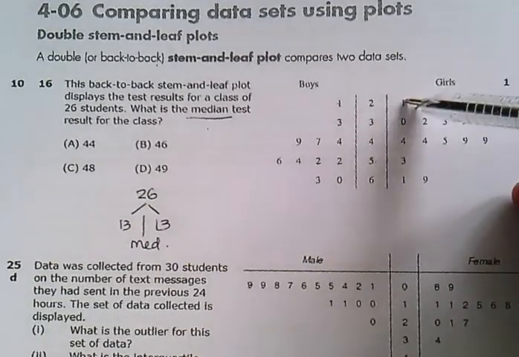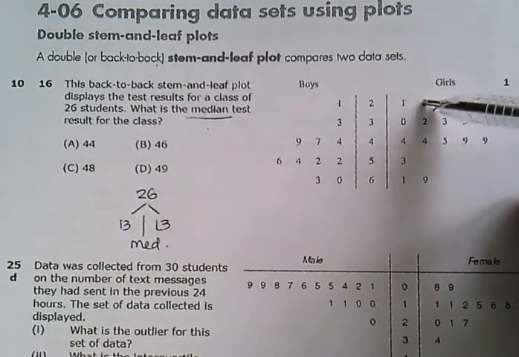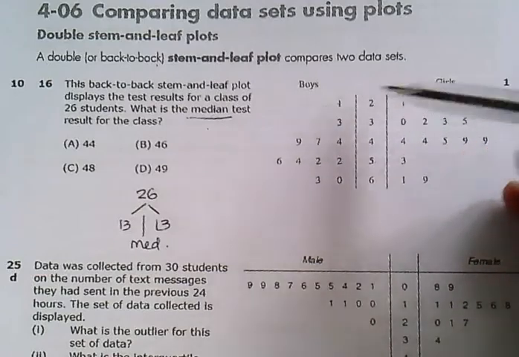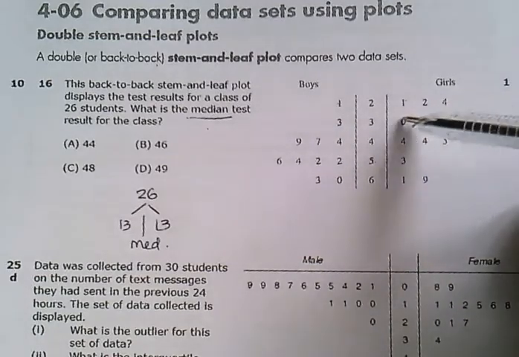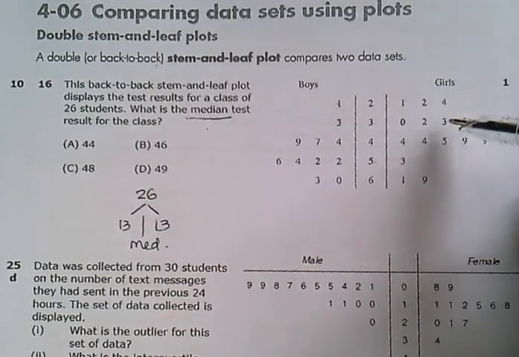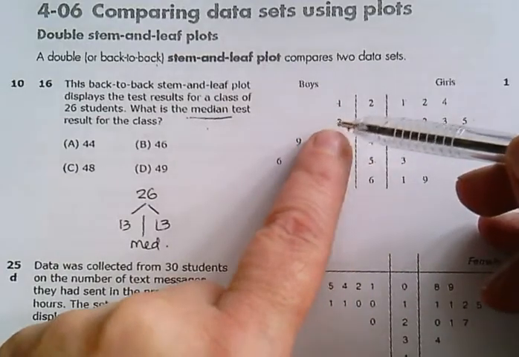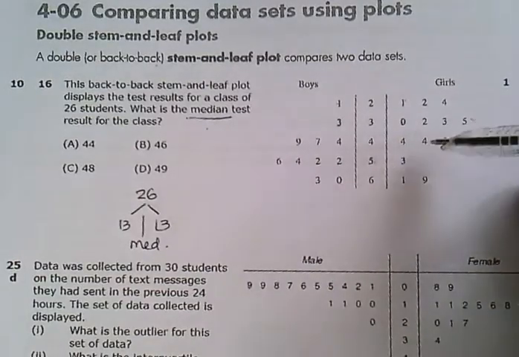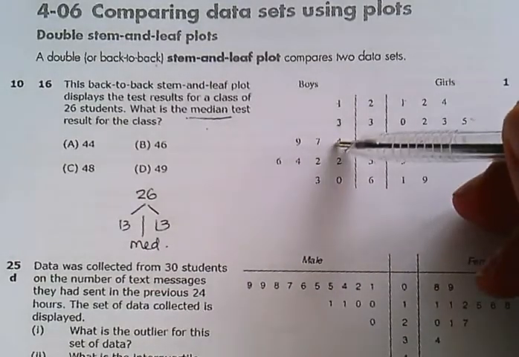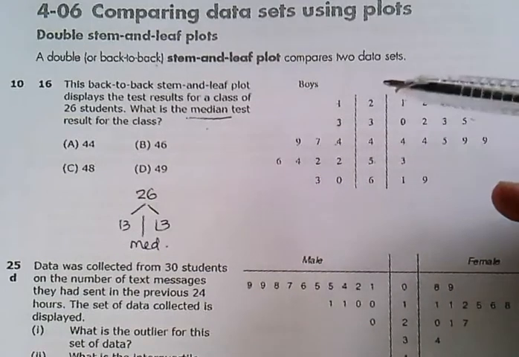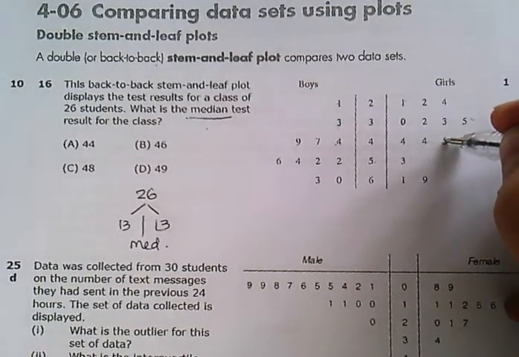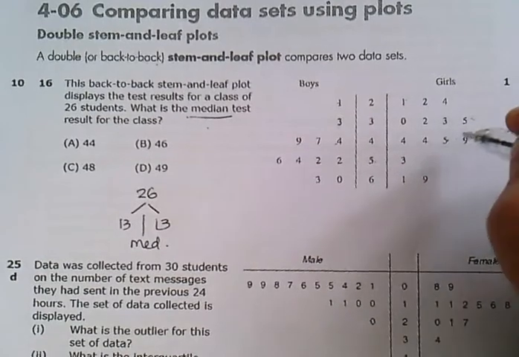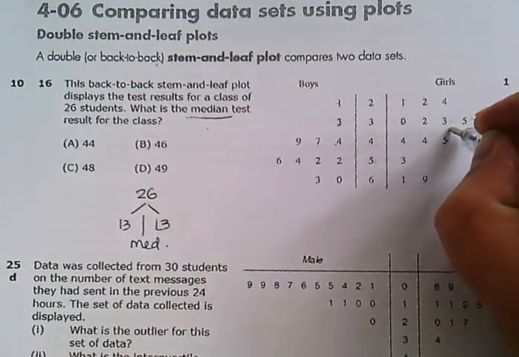So I went 1, 2, 3, 4, 5, 6, 7. This 7 is 33. That's the 8th score. 35 is the 9th score. What's the 10th? 10, 11, 12, 13. So it's between 45 and... Be careful. This is really terrible.